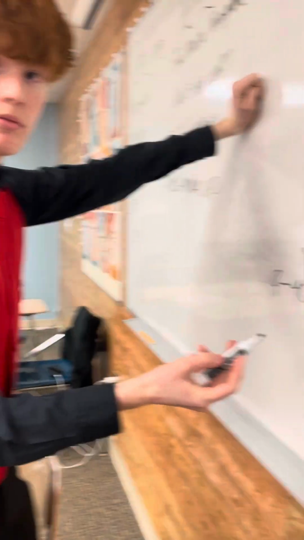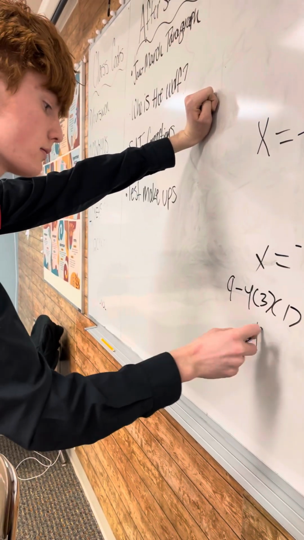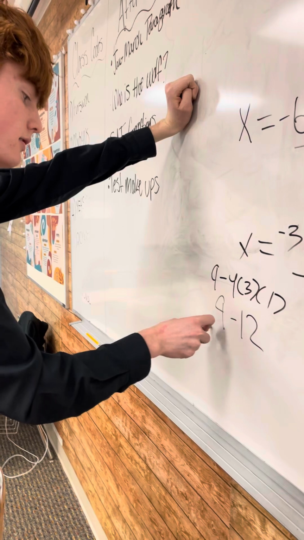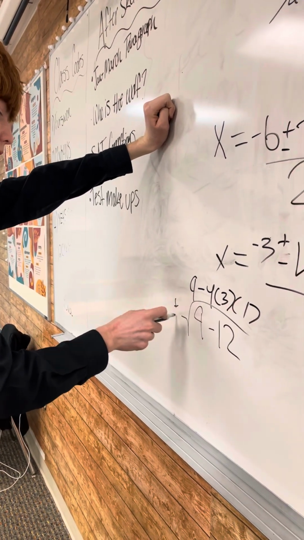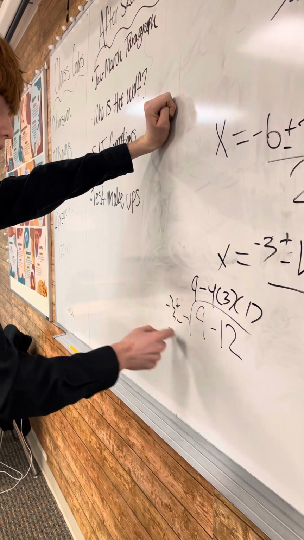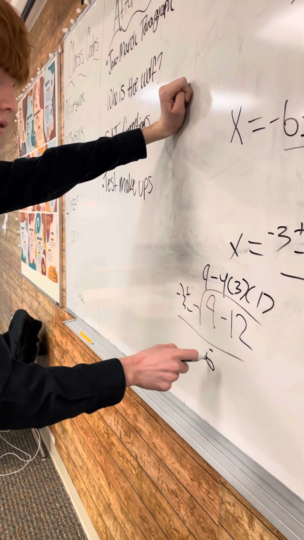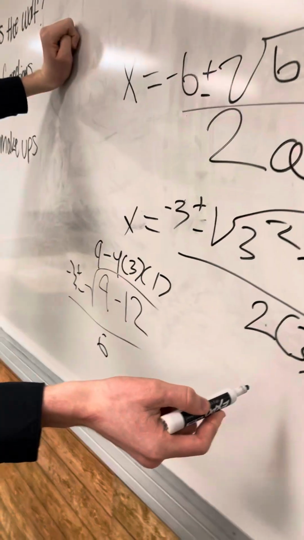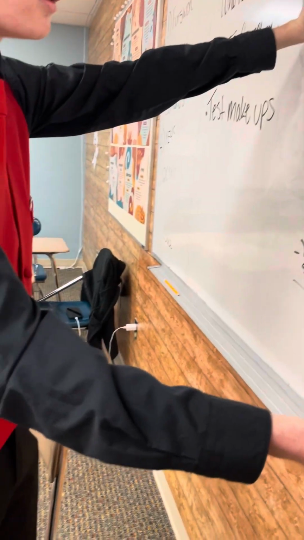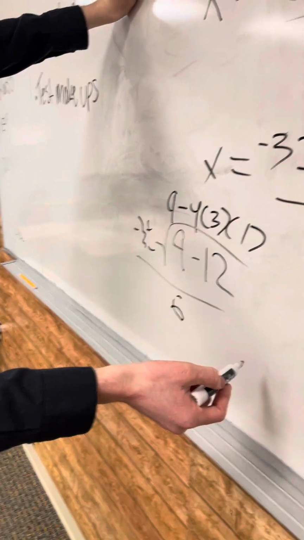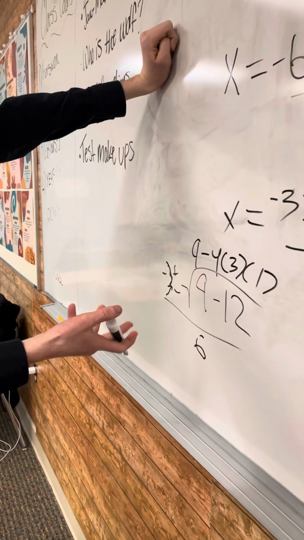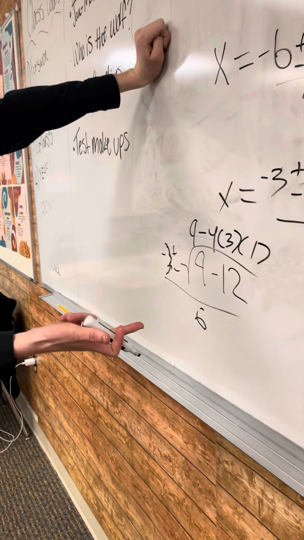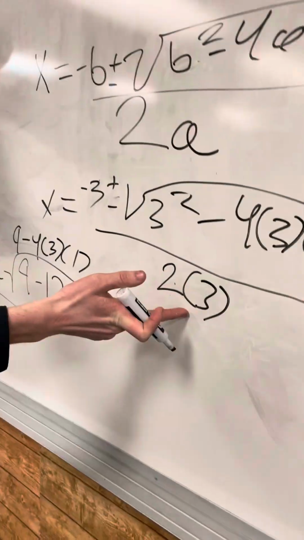What does that equal? 12, so 9 minus 12. Plus or minus negative 3 all over 6. Because why? Is that a 3? Yes. We'll change that. Minus 3. So, and how do we get 6? Correct. What is 2 times 3?